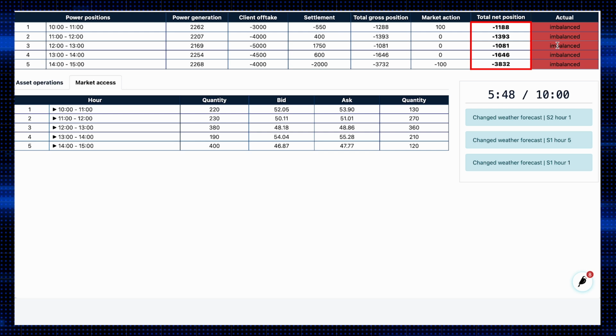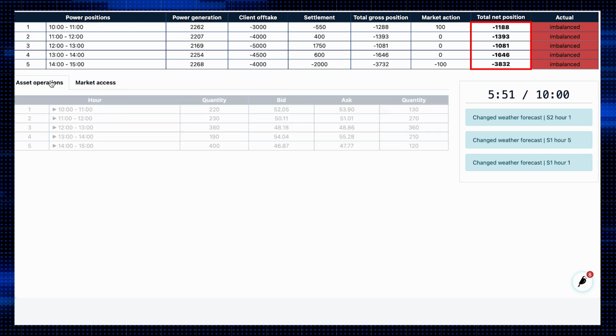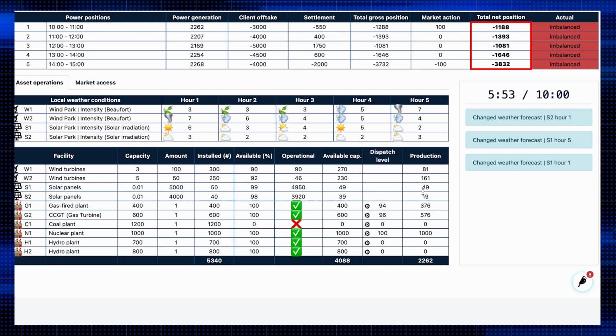After all, it is the result of three aspects, namely, your production level, how much you will deliver to your client base, and the in or outflow due to contract settlement.